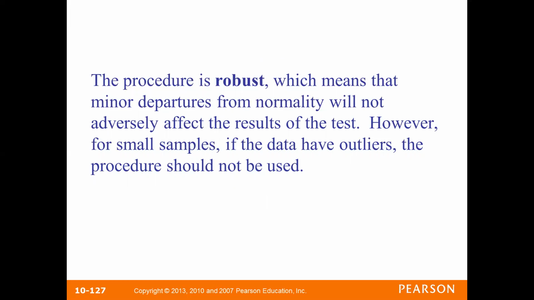This procedure is what we call robust, meaning that minor departures from normality will not adversely affect the results of the test. However, for small samples, if the data have outliers, the procedure should not be used. So in other words, if I take samples of size 4 or 5, and I have some points that are somewhat grouped together, and then one that's way out to the right or way out to the left, that will dramatically affect the results, then this is probably not going to be a good test for me to run.